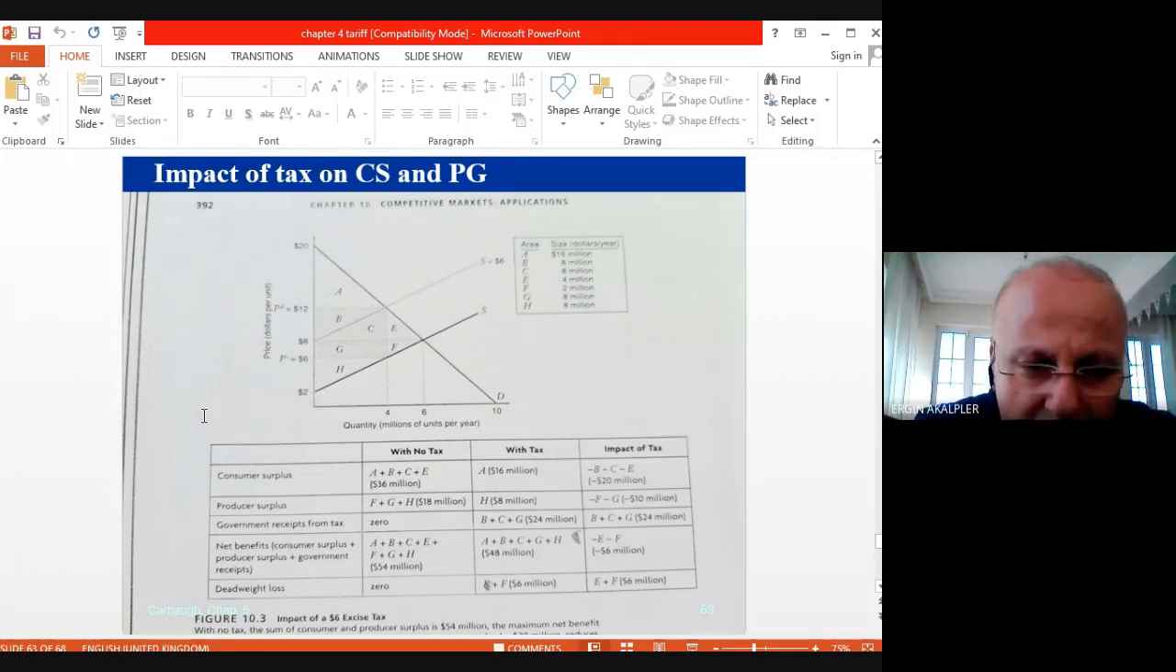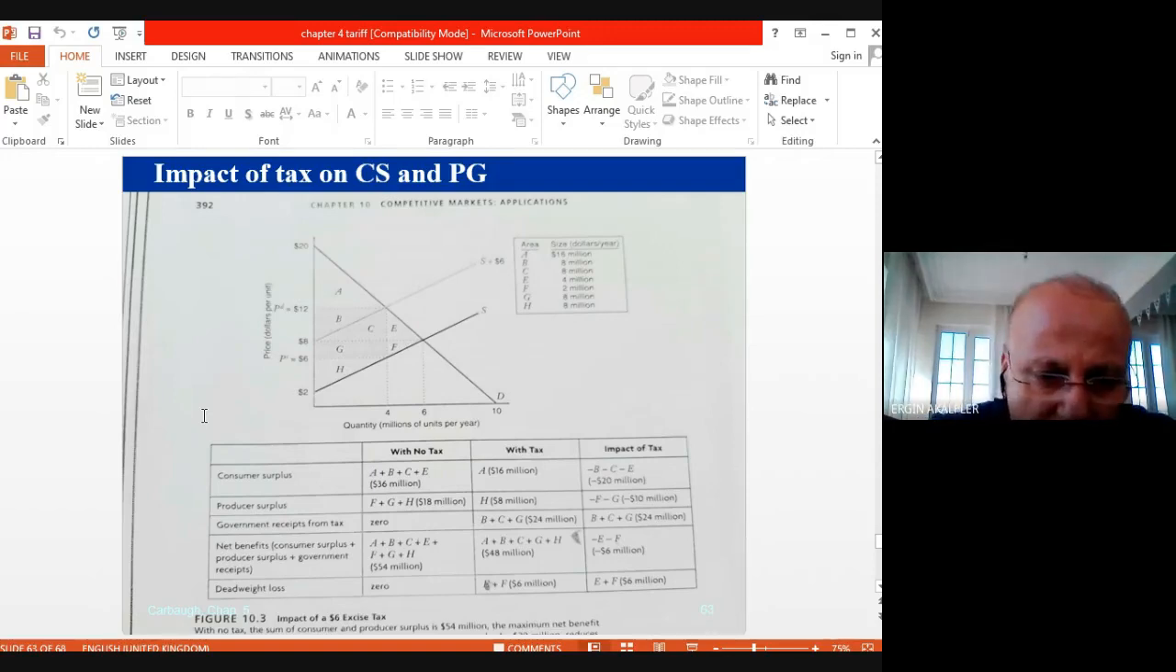Before, all together, A, B, E, F was the consumer surplus, and G, H, F was the producer gain. But after applying the tariff altogether, it is reduced, and of course we should exclude this from the graphic, because E and F are now excluded, gone, lost from the system, and this B, C, G is supposed to be the governmental revenue, and A is the consumer welfare, and G, H is also given here.